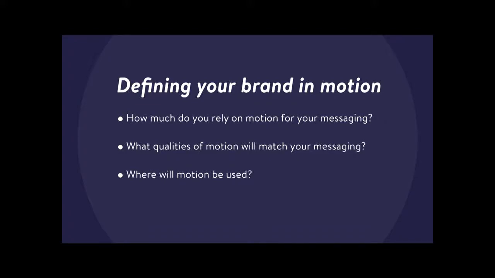Not okay. What kind of qualities will match your messaging? You probably put a lot of work into making all those other design choices send a specific message, so we want to have motion fit into that too. And then where are you going to use motion? What kind of rules do you have around where it gets used, how much, and when, and all of those things?